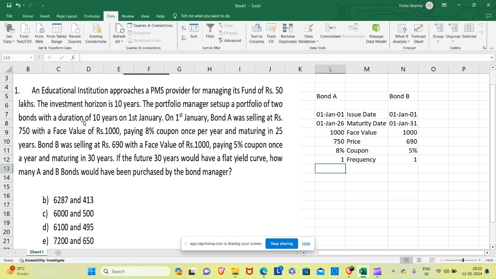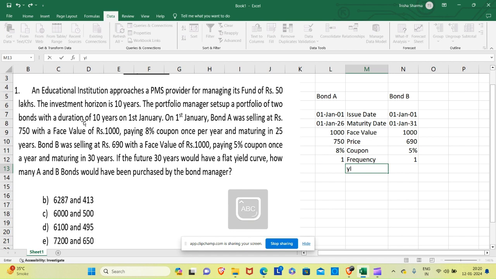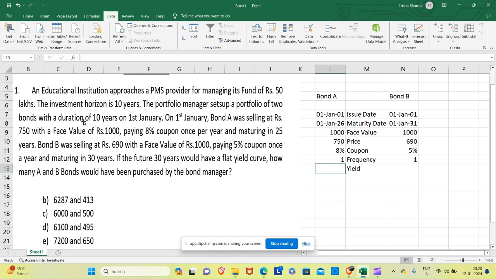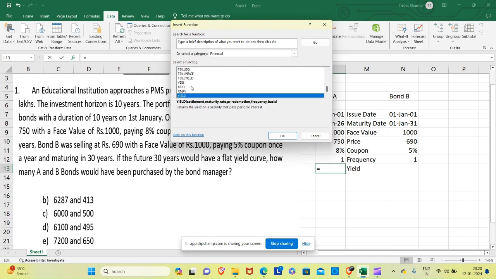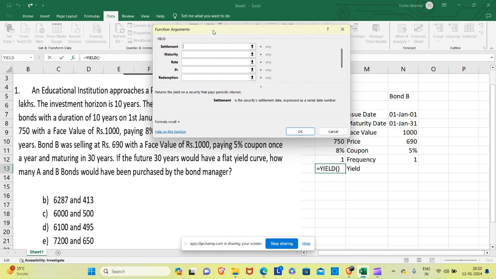So the first thing that we will do is calculate the yield of both the bonds as of now, and once we calculate yield, we can calculate duration and then set up as per the requirement of the fund manager. So how do we calculate yield? We'll go to the function in Excel, which is fx. We click on the function, and then we go to the financials, and in financials we will find the yield function by pressing Y on the keypad. So the yield function has opened here.